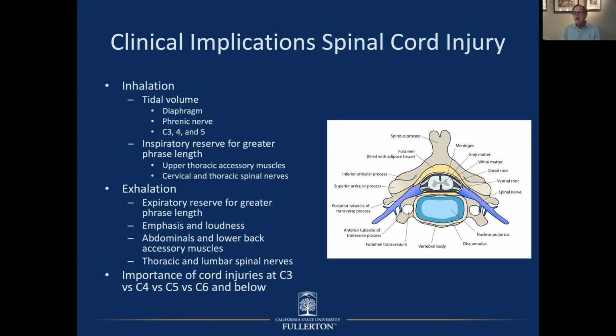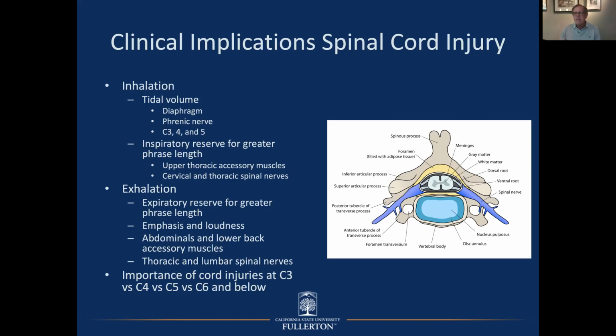Let's say, and I'll just refer to a very simple, conceptually simple kind of injury, a transection. It's just cut. Something happened. It could be a gunshot. It could be a knife. It could be a break in the vertebra that results in a fracture that cuts that cord.